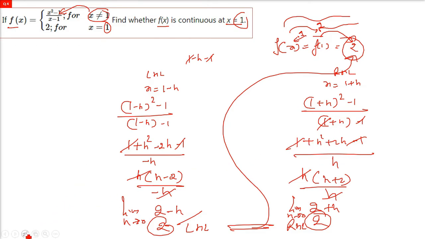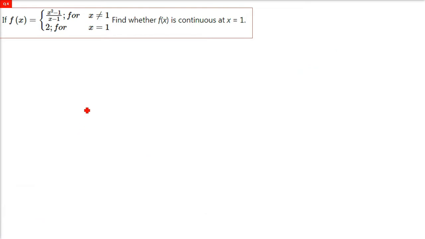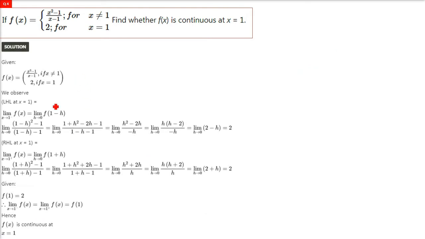So let me show you how you are going to actually put it up. This is the formal way you are going to give the solution. This is how you are going to write.